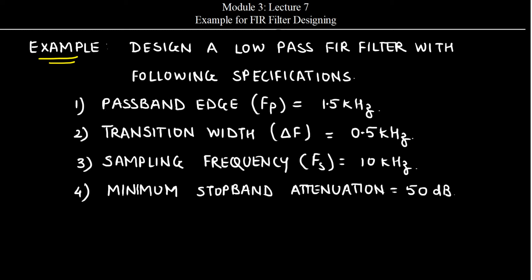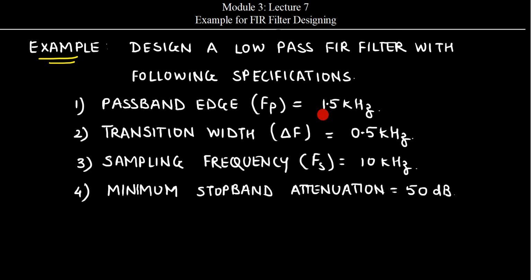So let us consider the situation in which we need to design a low pass FIR filter with the specifications: the passband edge, that is Fp, is given as 1.5 kHz. The transition width is required to be 0.5 kHz. The sampling frequency is given as Fs equal to 10 kHz and the minimum allowable stop band attenuation is 50 dB. So using these specifications, let us start designing the filter.